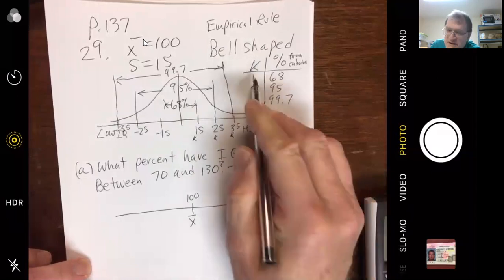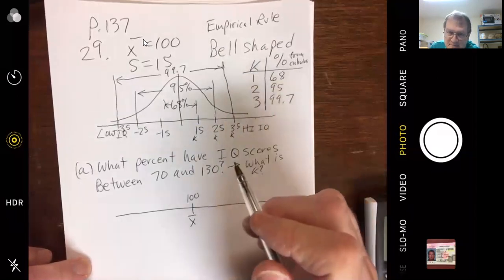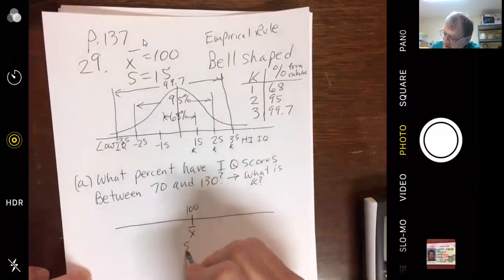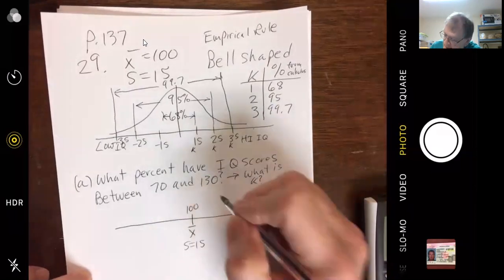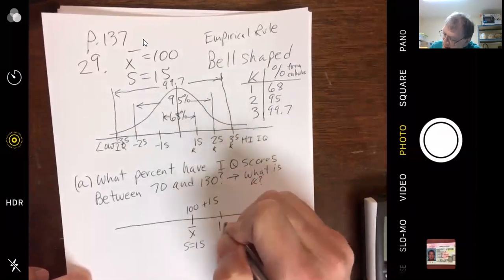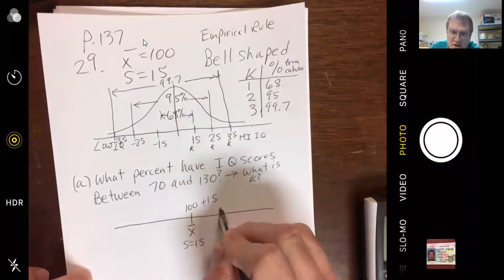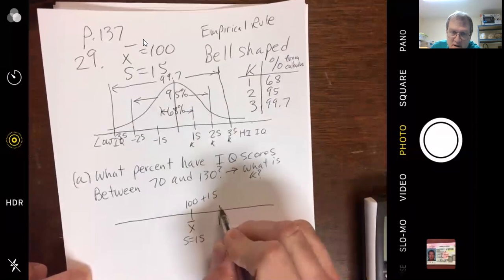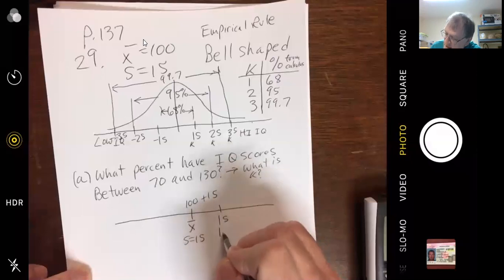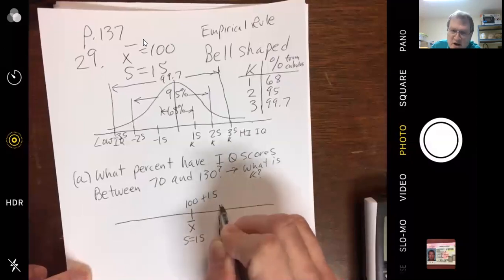It has to be 1, 2, or 3. So what I'm going to do is work my way up to it. My standard deviation is 15. If I add one standard deviation of 15, do you see what number goes here? This is 1 times 15, but that's not the number that goes here.